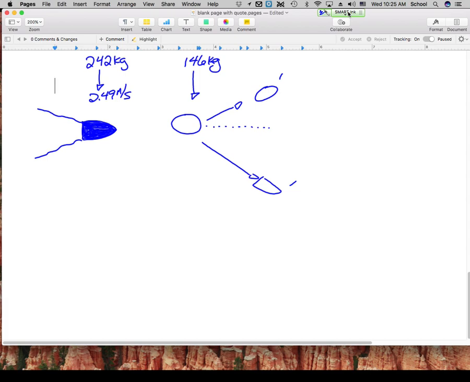So if we say this gets deflected 32 degrees to the left, and it is now traveling at 2.17 meters per second, we want to know how fast the boat is going and at what angle the boat was deflected in this collision. Everybody understand?